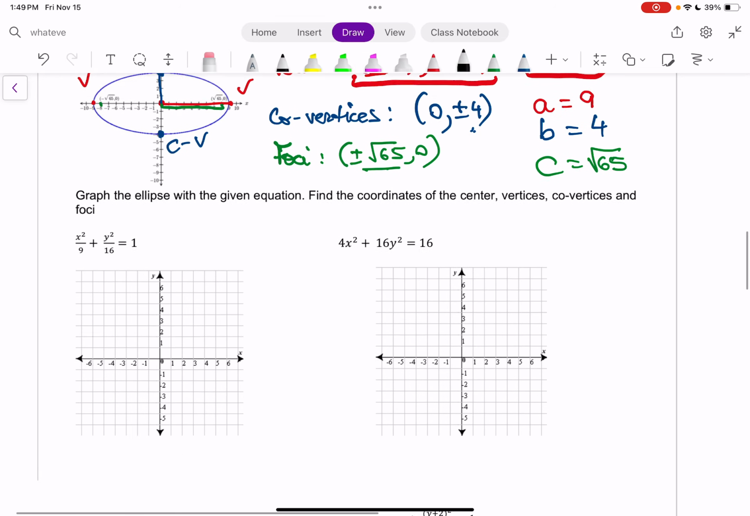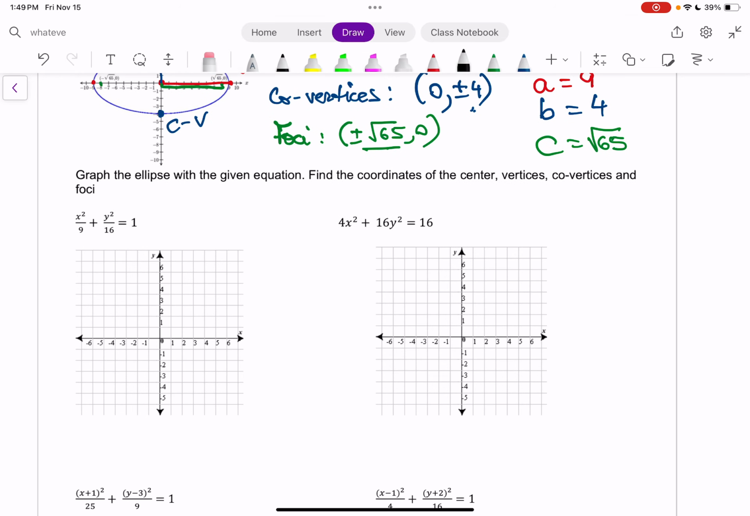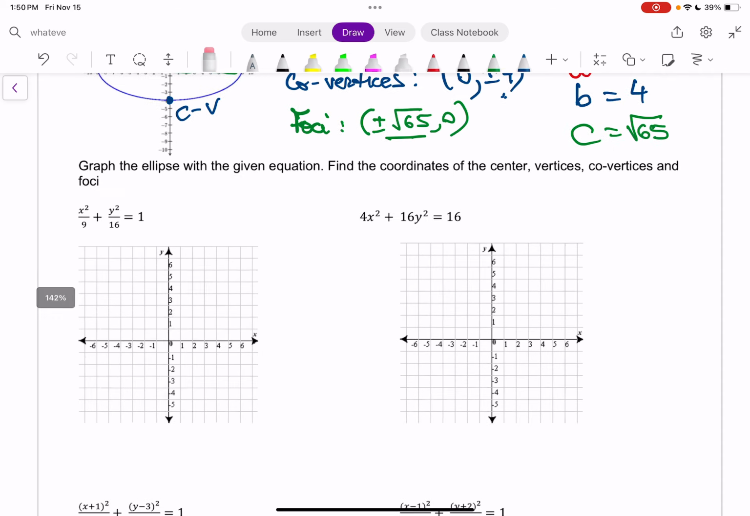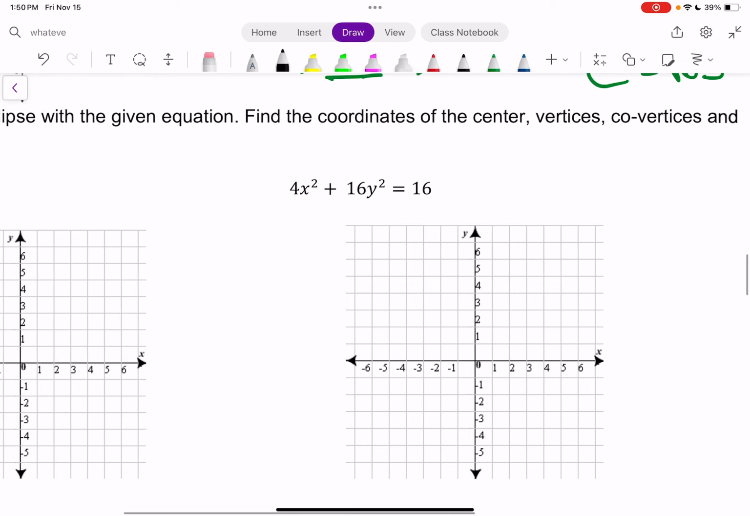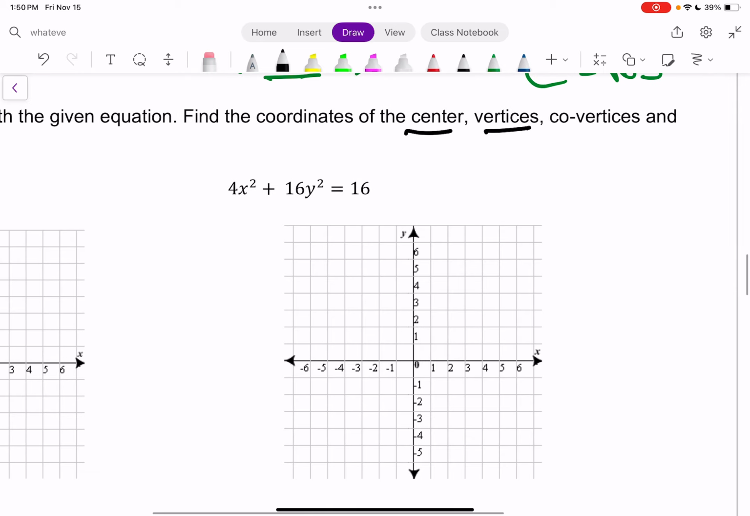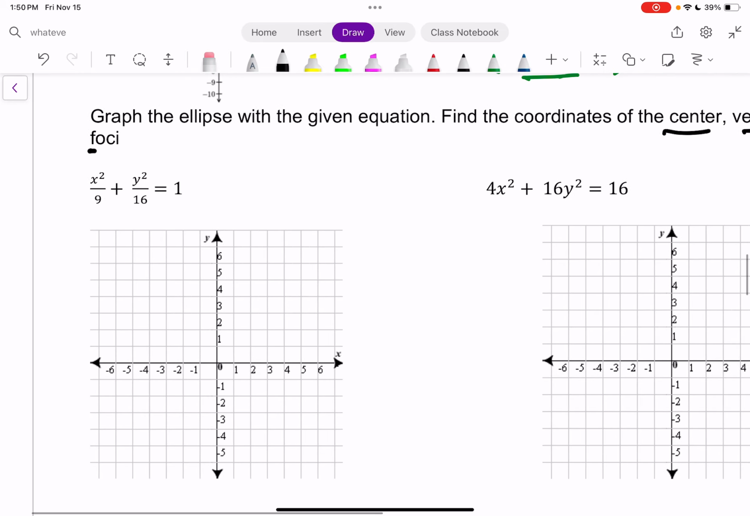All right, so let's see if we can graph these ellipses. It actually is super easy. So let me show you how this works. To graph this ellipse, number one, same as with the circle, we want to identify where the center is. Plus, it also says find the coordinates of the center, vertices, co-vertices, and foci. So we have to give all these coordinates. I'm going to start with the center.